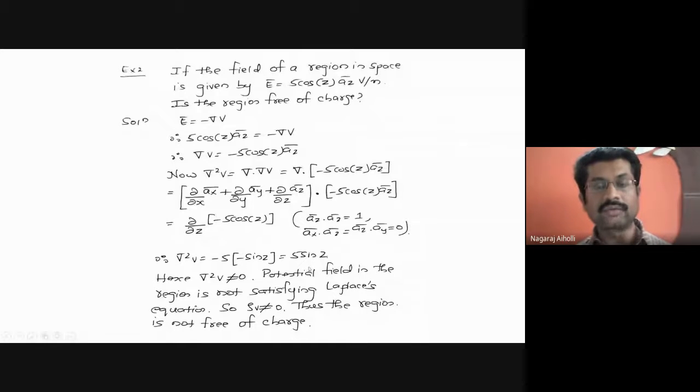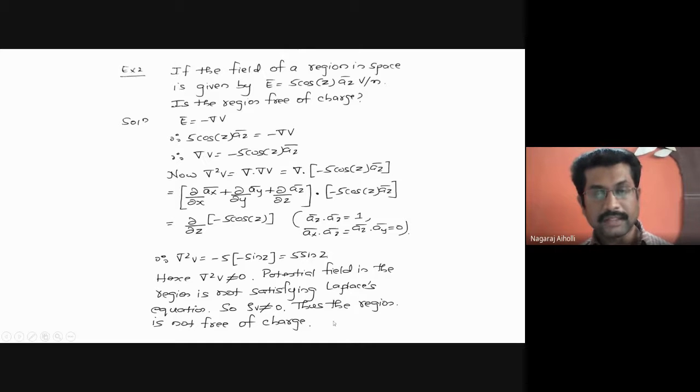Are we getting del square V as 0? No. We are not getting del square V as 0. That is, del square V is not equal to 0. Hence, the potential field in the given region is not satisfying the Laplace equation. So we can say that rho v, that is volume charge density, is not equal to 0. Thus the region is not free of charges. If it were a dielectric medium, then rho v would have been 0, correct? But as rho v is not equal to 0, it indicates that the region is not free of charges.